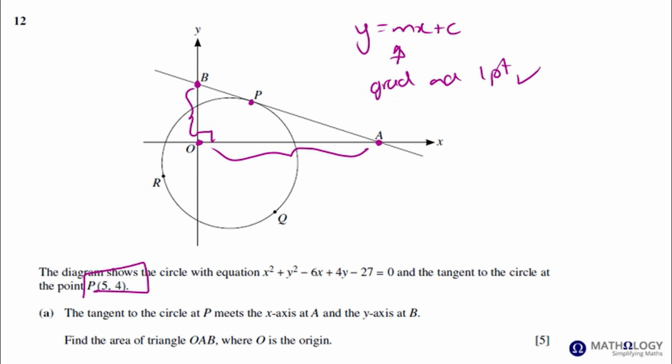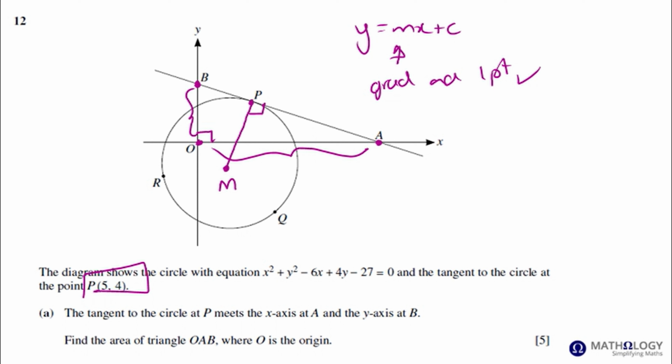So to find the gradient of the tangent, we are given a circle with a center, which is not indicated, but we can indicate the center. Let's say the center is around about there. We know that the radius MP is perpendicular to the tangent at the point of contact. So we can find the gradient of this tangent by finding the gradient of the radius MP.